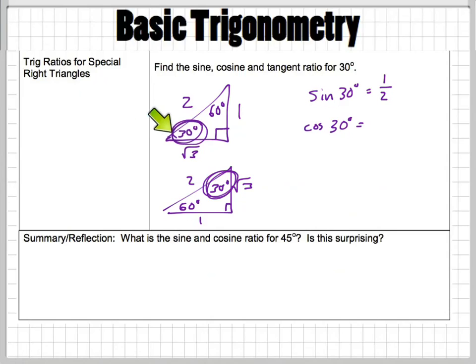Cosine is adjacent to 30 degrees, and so the adjacent is rad 3. So rad 3 on top over hypotenuse, which is 2, and our last one, which is tangent of 30 degrees, would be opposite, which is right there, the 1 over adjacent. So we have 1 over rad 3.